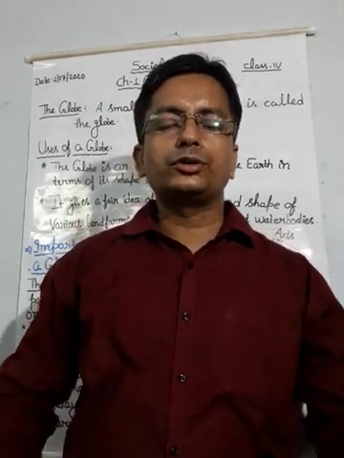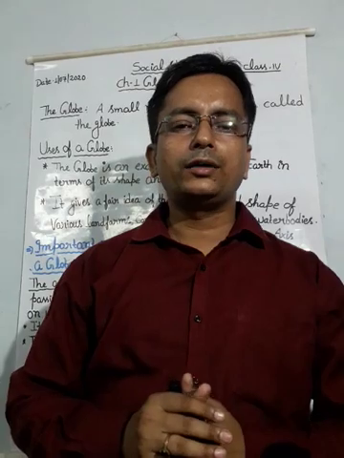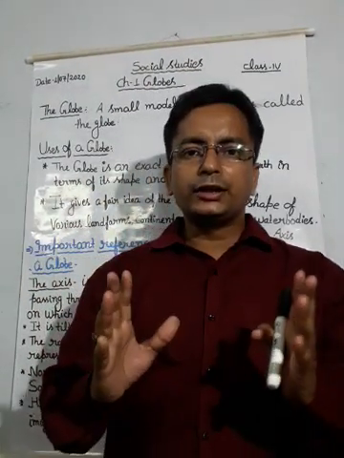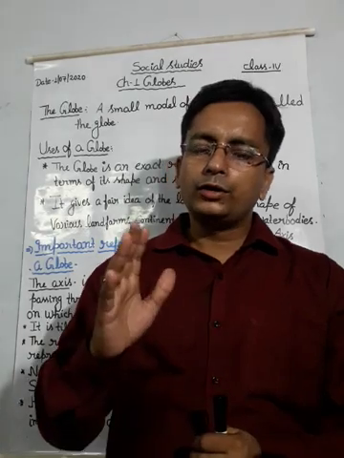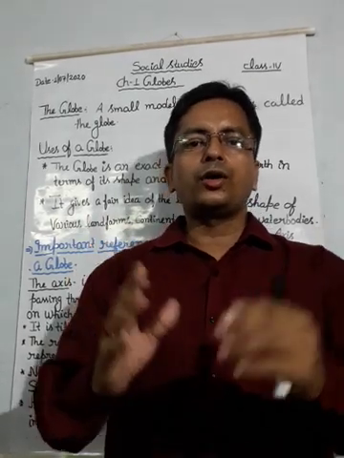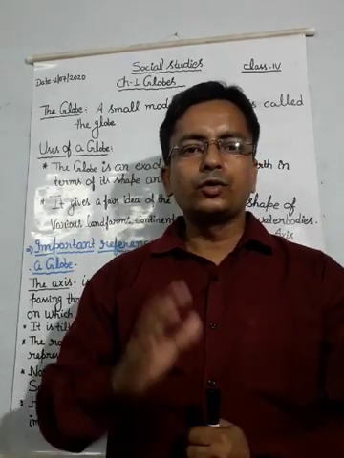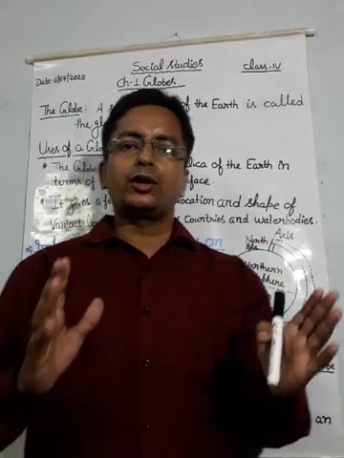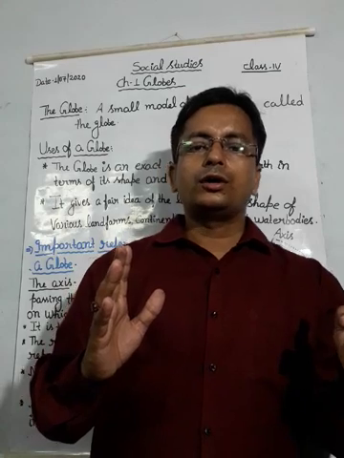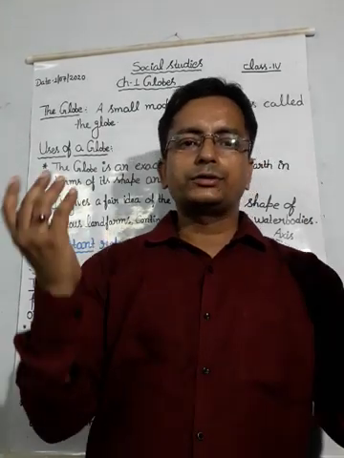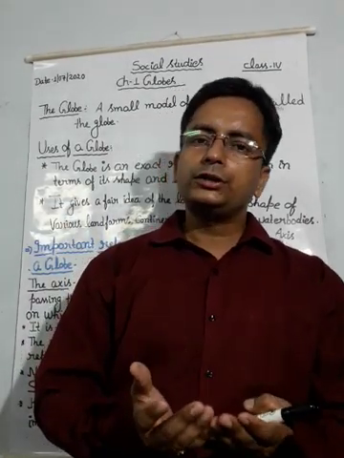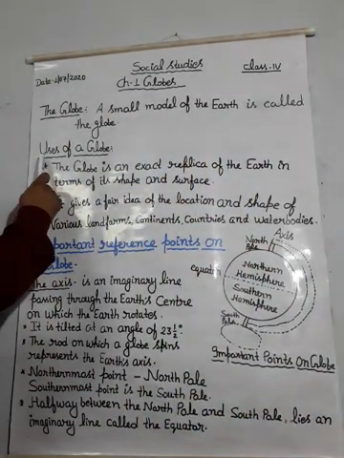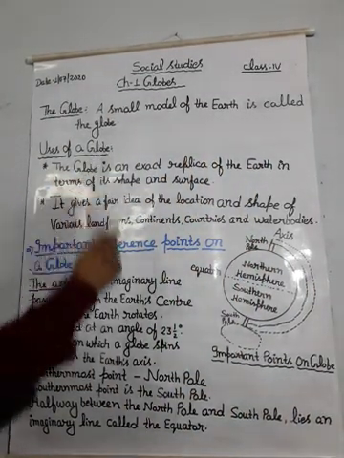We cannot draw the whole earth, and we cannot see the whole earth at one time. So there is a need of a globe. And what is a globe? Globe is a model of earth. We can draw a model on a paper, and by this we can study the globe. What is a globe? And the second thing is uses of a globe.